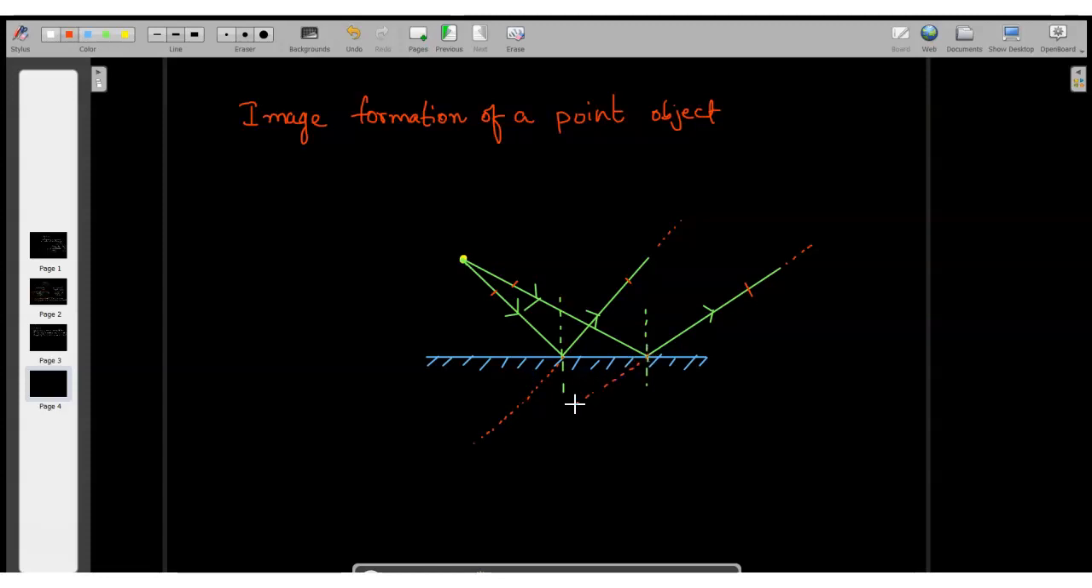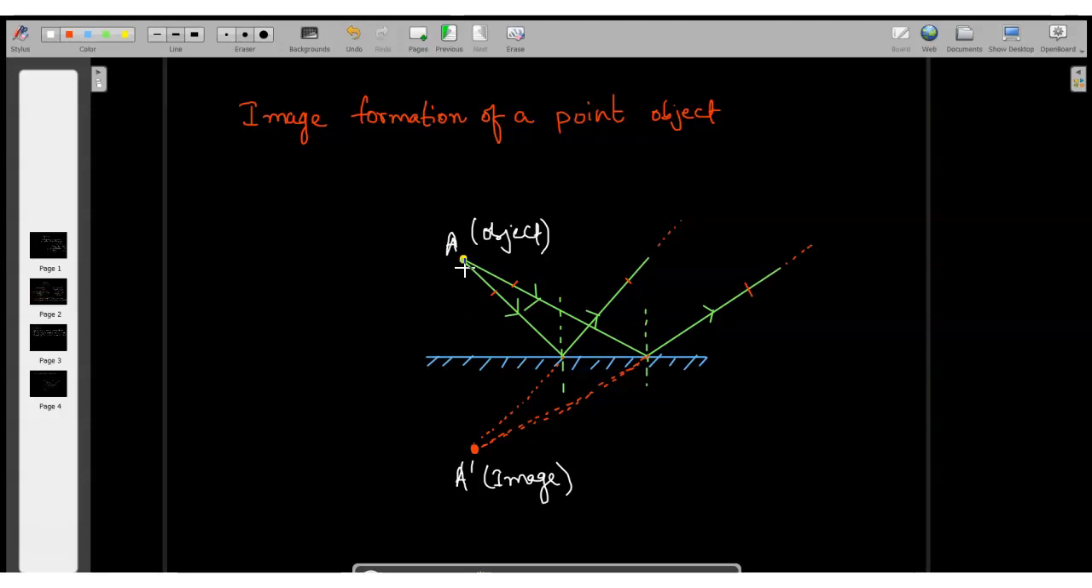Please use a scale and a pencil while you're doing the ray diagram. Mine, I'm doing it roughly. It may be a bit tilted here and there. So you see the two rays are meeting at this particular point. So this is the object, name the object A. And this is the image of the object, A dash. All right. So this was the object and this is the image.